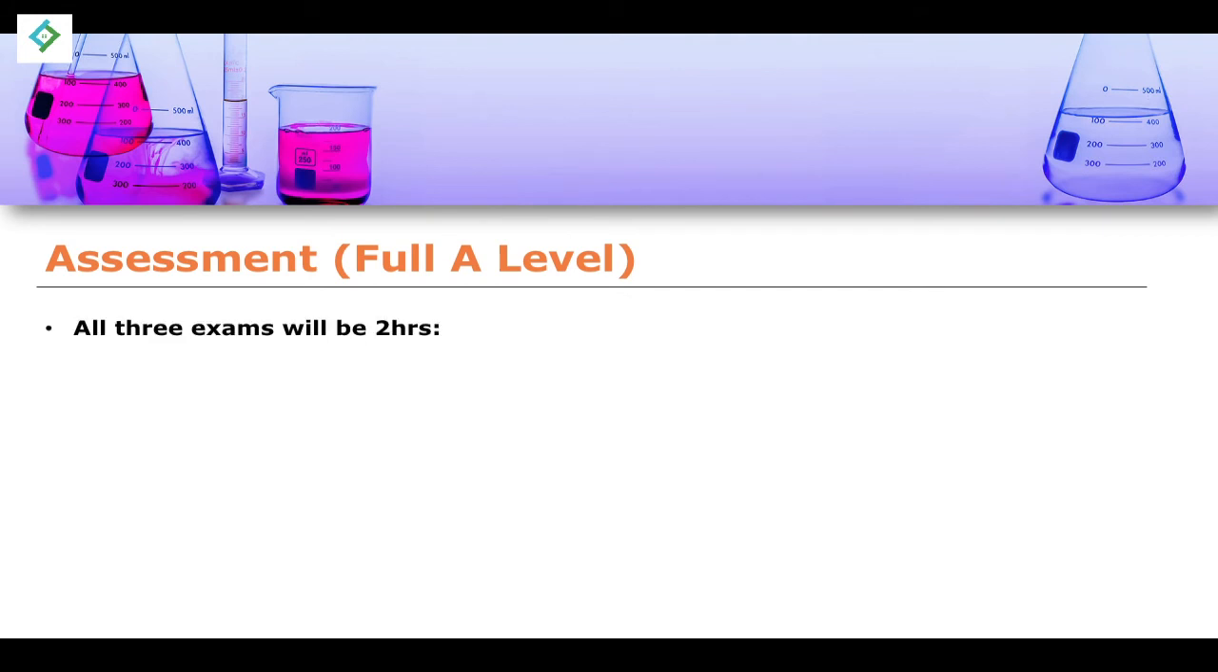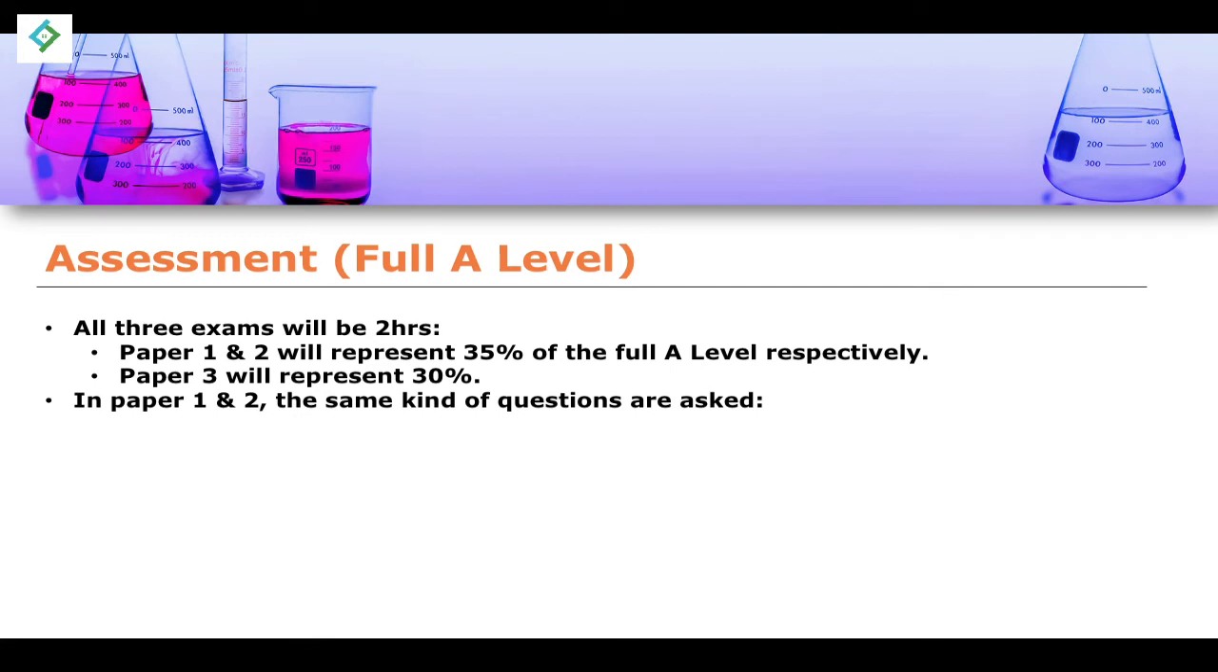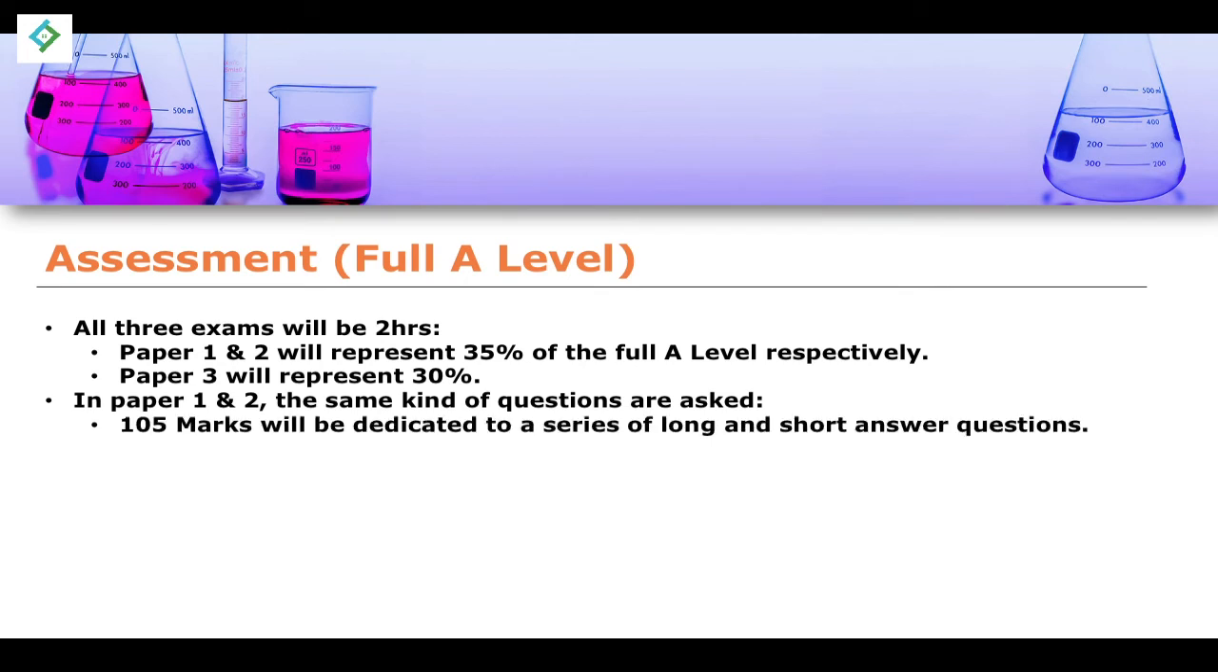All 3 exams will be 2 hours long, and paper 1 and 2 will be 35% of your A-level respectively, so they will both represent 35% each, and then the final 30% will be paper 3. Now, when it comes to the kind of questions that you're asked in paper 1 and 2, they are the same kind of questions respectively between the first 2 papers. You will have 105 marks that are dedicated to a series of long and short answer questions. So again, you'll have a series of questions that are quite similar or reminiscent of the GCSE science questions that you were asked when you sat your GCSEs.